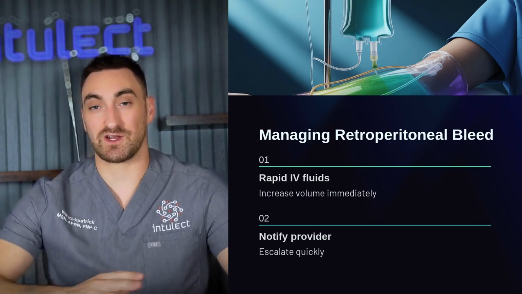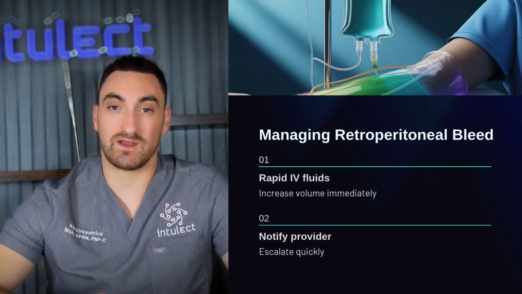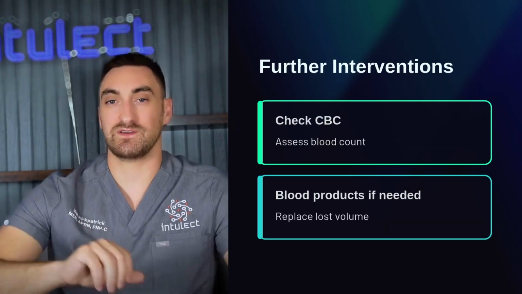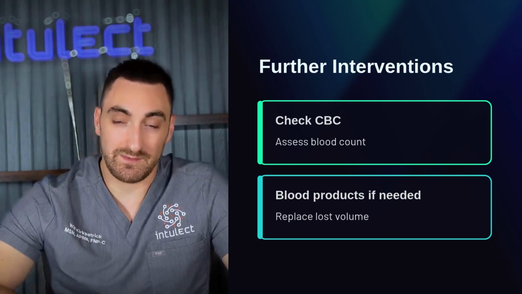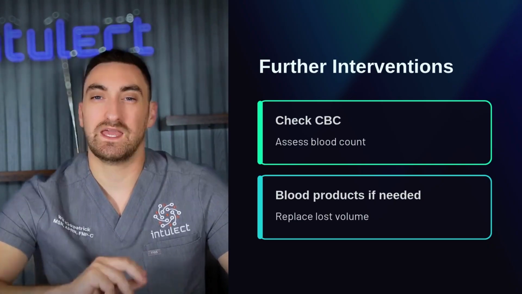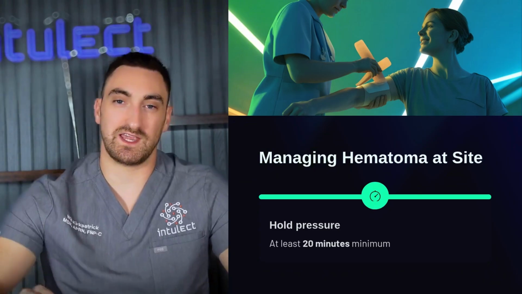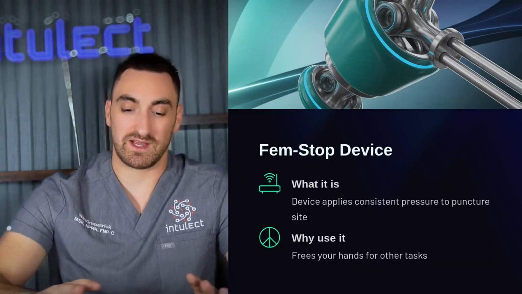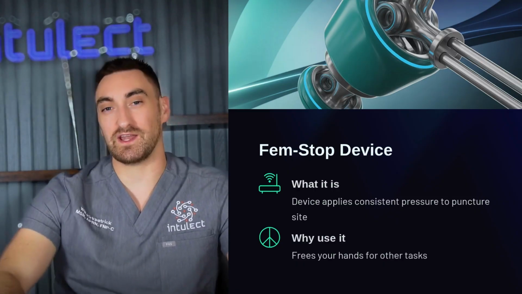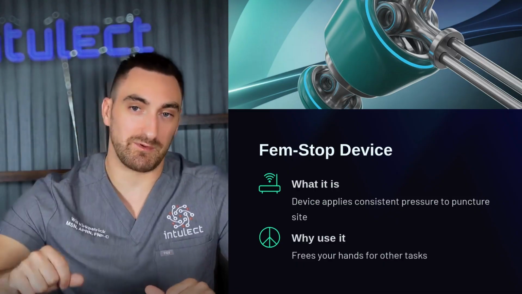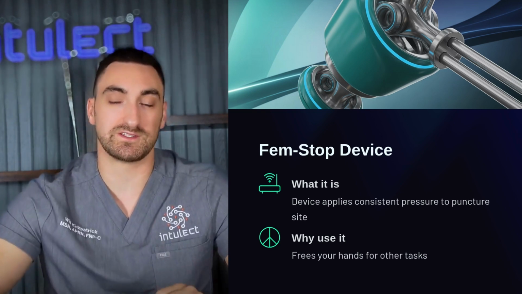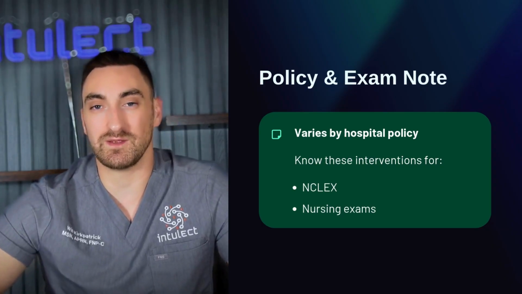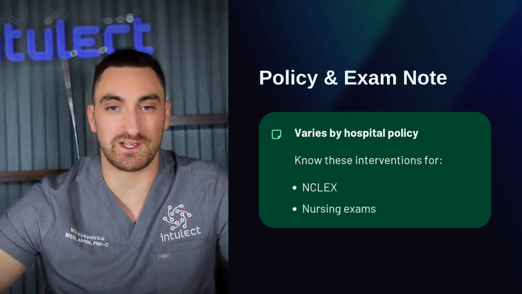So in that case, of course, you're going to rapidly introduce IV fluids and increase the intravenous fluid again. And then, of course, if you need to, you're going to be checking the CBC anyways and seeing if they need blood products. If you do see the puncture site bleeding and it's causing a hematoma, you're going to be holding that down for at least 20 minutes. And sometimes they bring in something called a fem stop. So you bring in this little device that helps to apply pressure consistently while you can do other things. So it all depends, once again, on your hospital policy, but just know those are some interventions that you might need to know about for your NCLEX and your nursing exams.